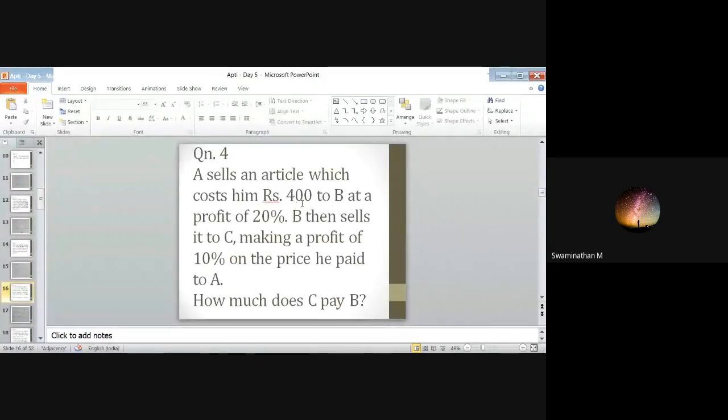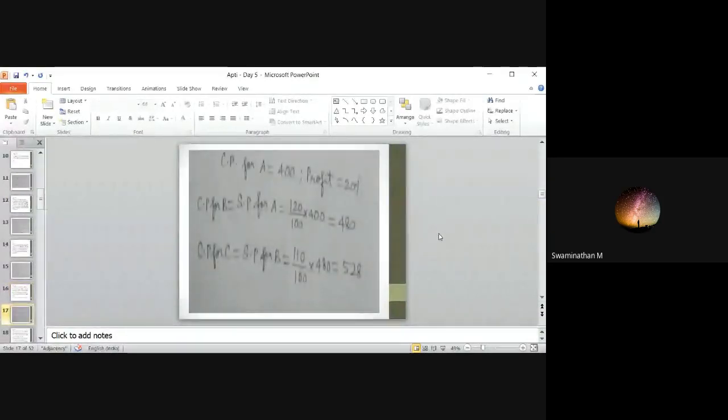So 400 is the cost price, and A sells with 20% profit. So what would be the price B paid? Find that, and with that value, making a profit of 10% on the price, he is selling to C. So how much does C pay? From the price B paid to A, with 10% profit, B is selling to C. So the answer people are giving is 528. Okay, let's see. Yes, it's 528.